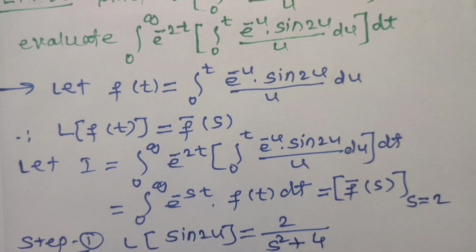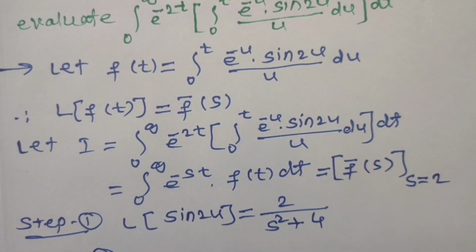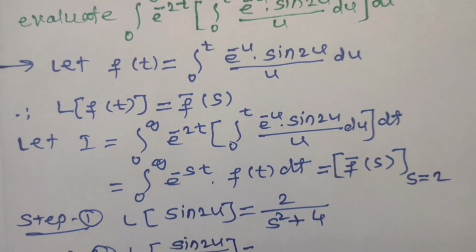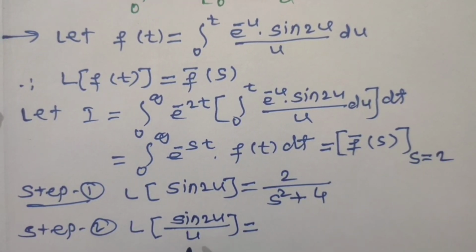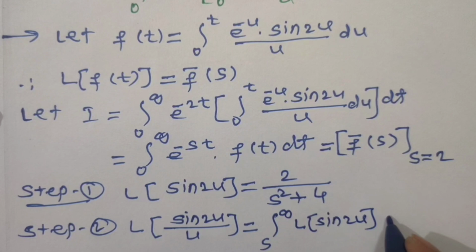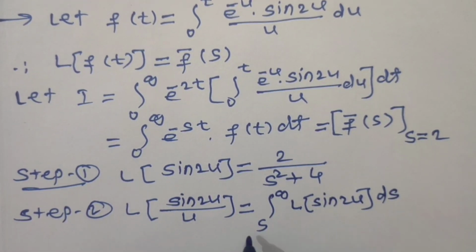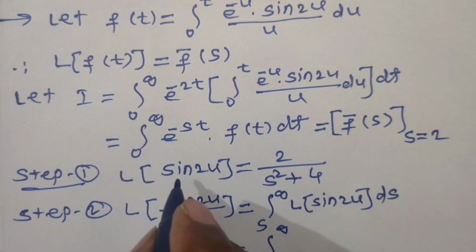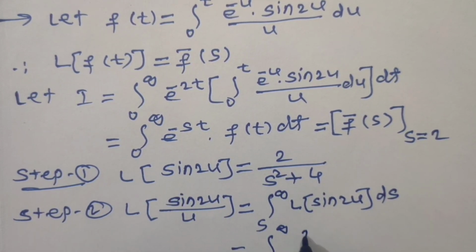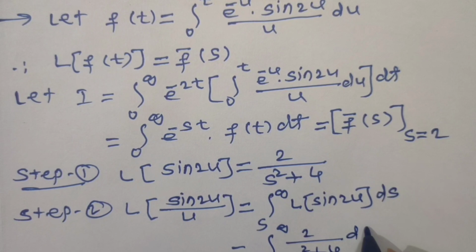2 square means 4. Then step number 2, we have to find out Laplace transform of sin 2u divided by u, and this is divide by t property. Laplace of sin 2u divided by u applying divide by t property, that is integral from s to infinite Laplace of sin 2u and integral with respect to s. So this is equal to इंटीग्रल फ्रॉम s to infinite sin 2u का लैप्लास कितना आता है, 2 upon s square plus 4, and integral is with respect to s.